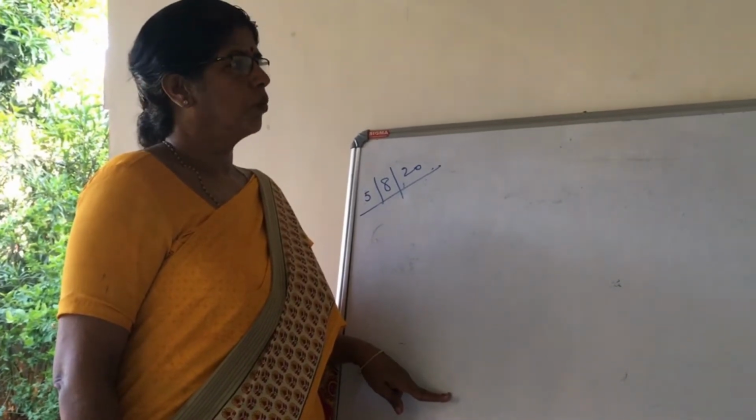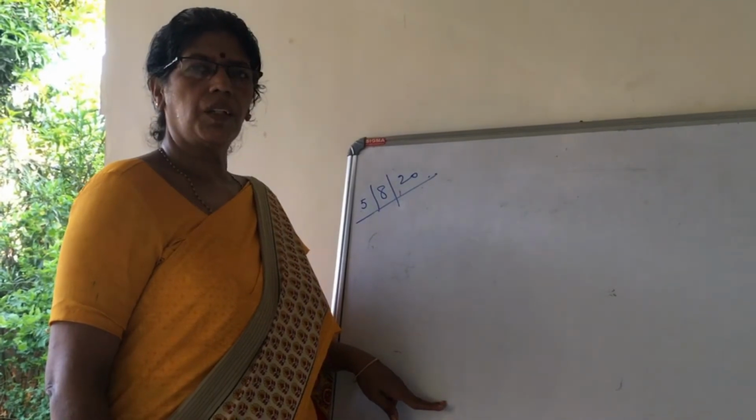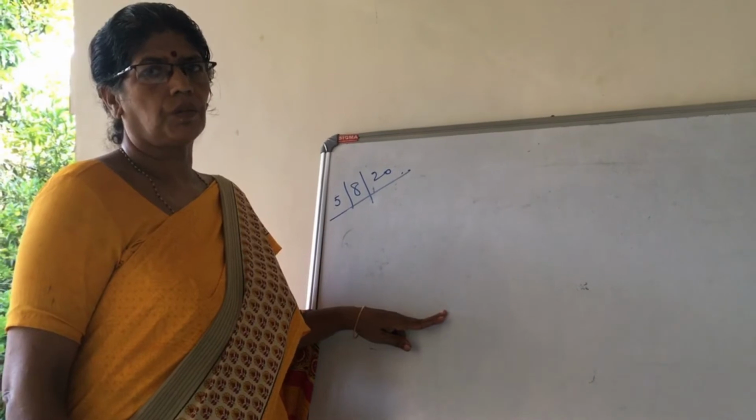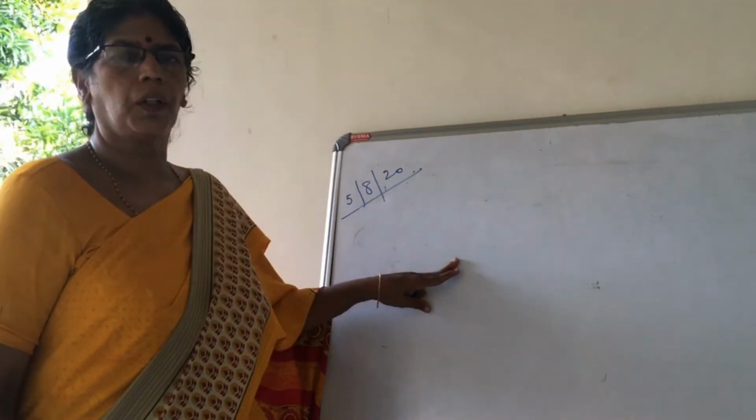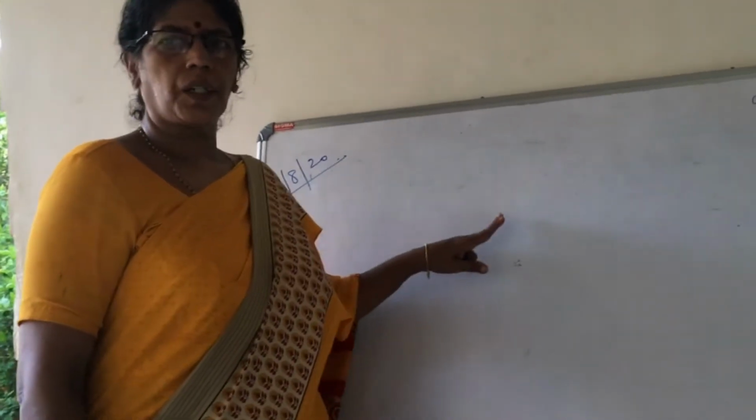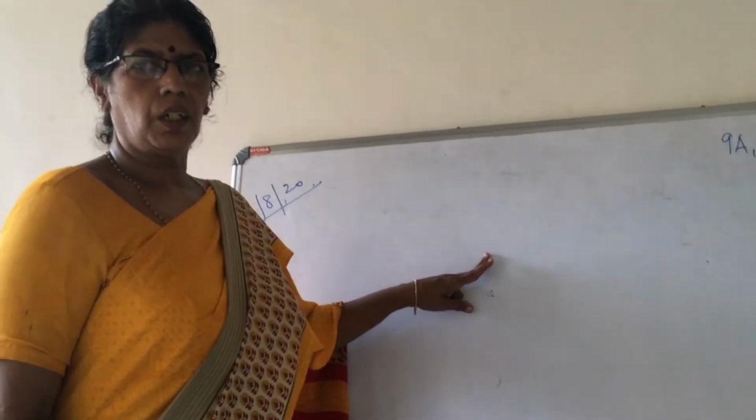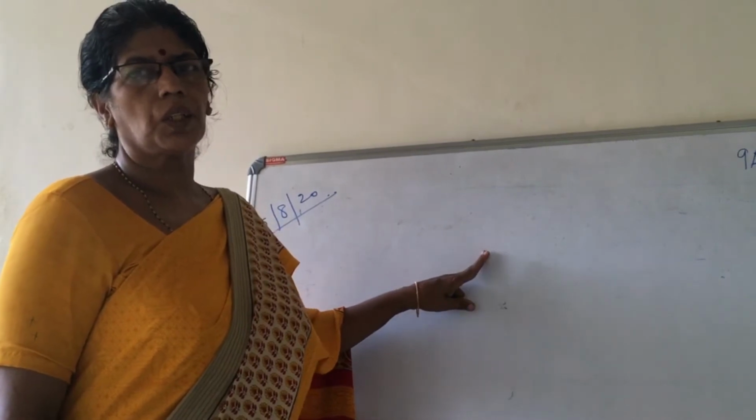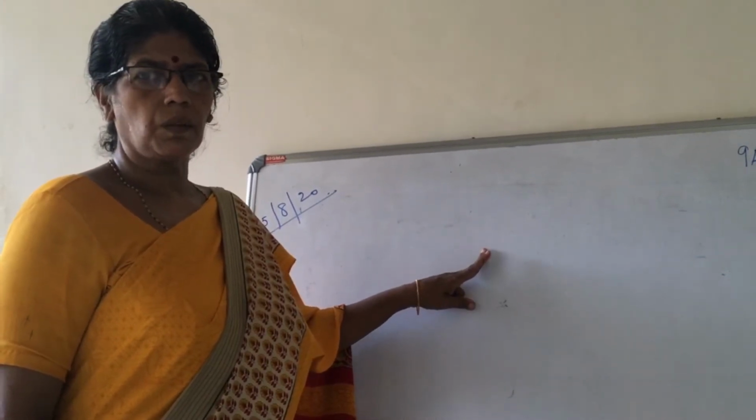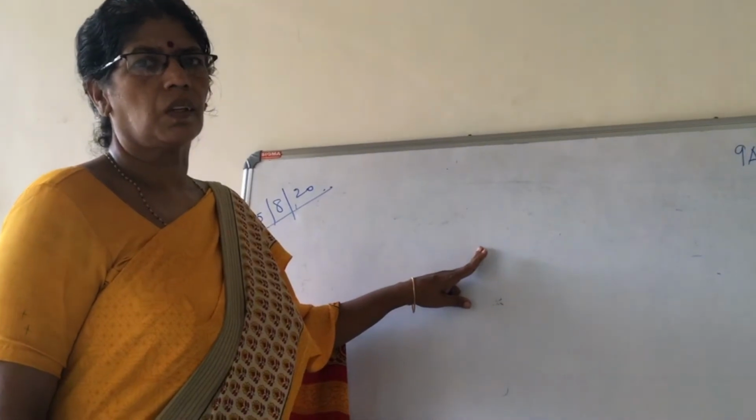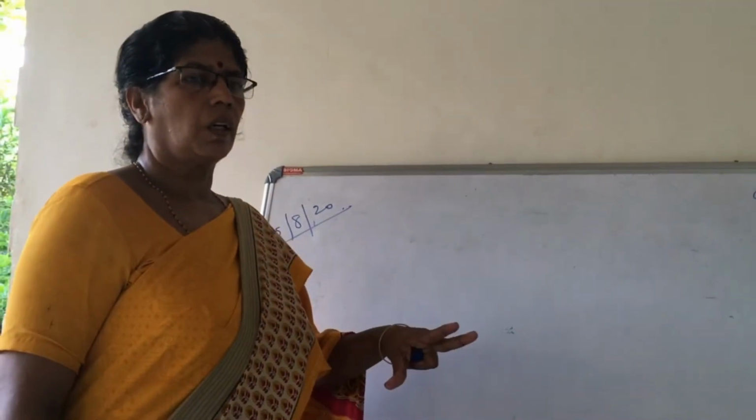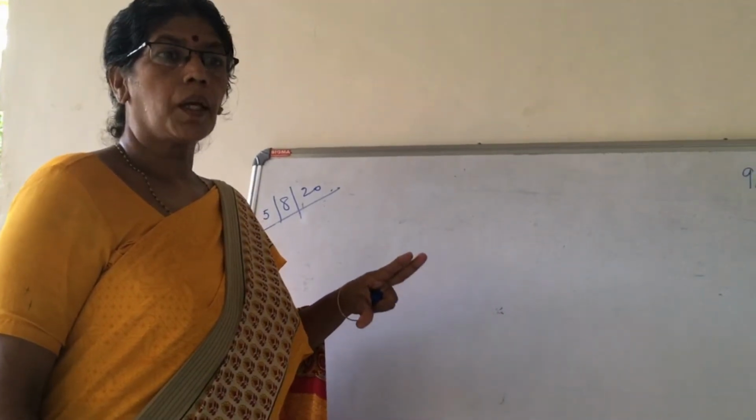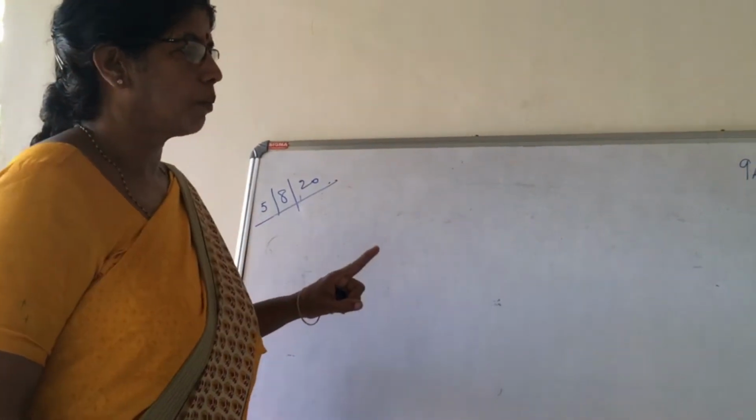Now, you have learned the areas and perimeters of plane figures last year. You might wonder what are plane figures. Square, rectangle, quadrilateral are all called plane figures. What does the term area mean, children? Area means the extent of the surface. How much space the figure occupies is called area. And perimeter, what does the term perimeter mean?